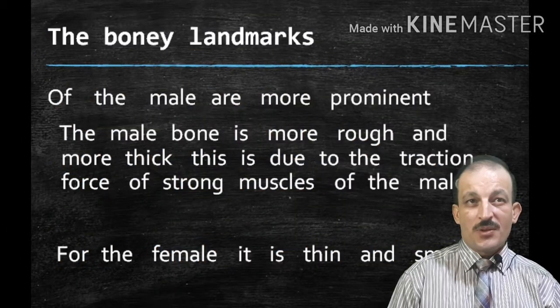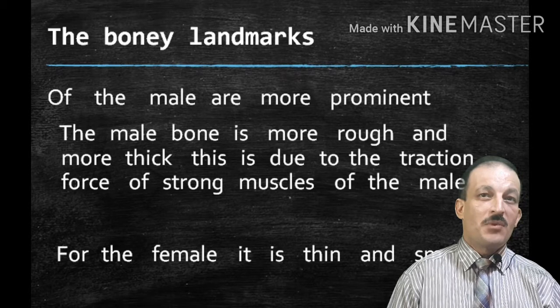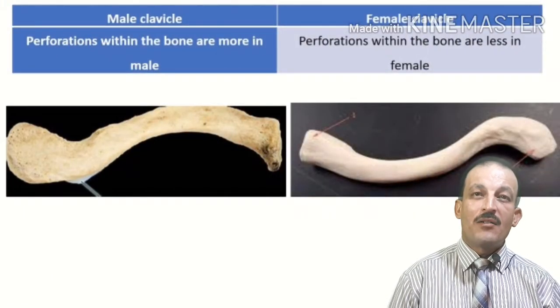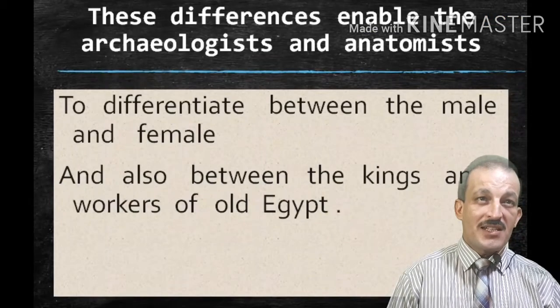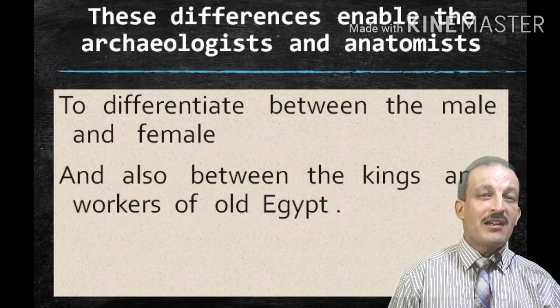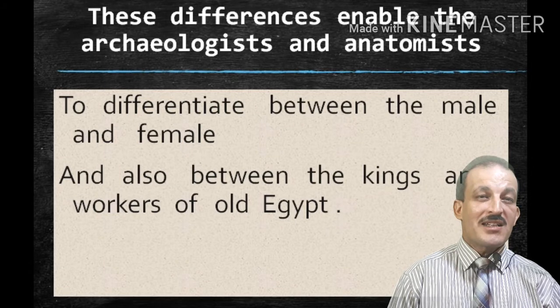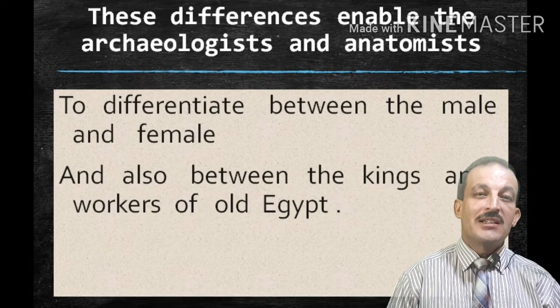The bony landmarks, which are very important, are more prominent in the male. The bone of the male is rougher and thicker. This is due to the traction force of the strong muscles of the male. For the female, it is thin and smooth, as you could see in this figure. The clavicle of the female is smooth, small, and thin, while the clavicle of the male is large, thick, and perforated. These differences enable archaeologists and anatomists to differentiate between male and female. Also, these differences could be used by archaeologists to differentiate between the kings and workers of old Egypt. Workers have thicker, more rigid, rough bones.